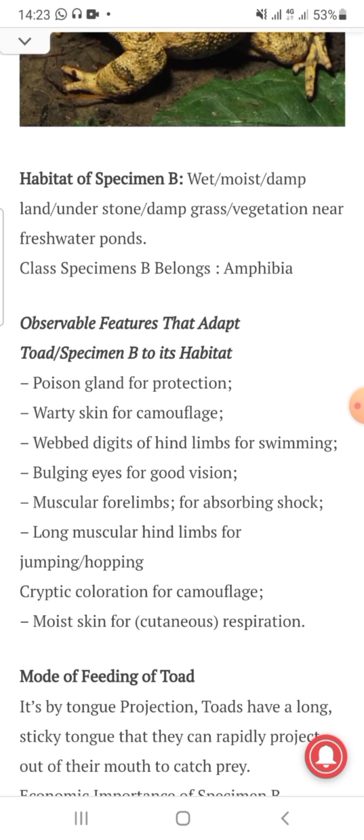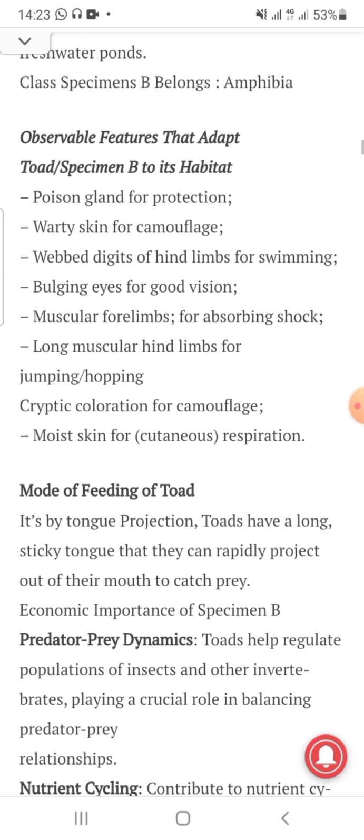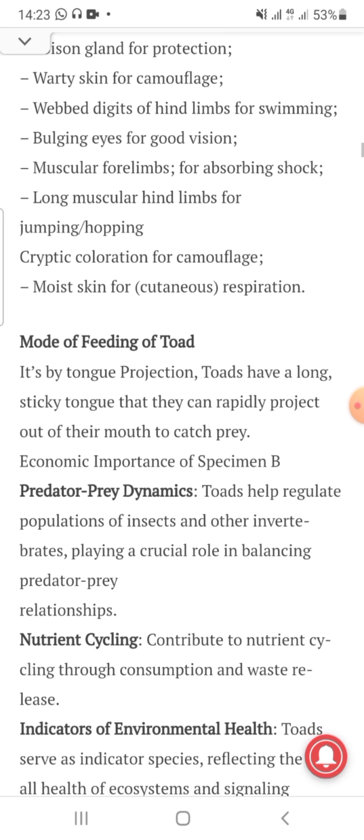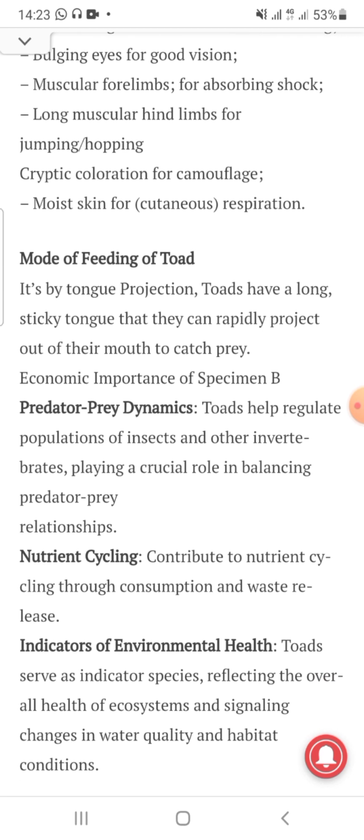Moist skin for respiration. Okay, let's look at the mode of feeding of a toad, that's specimen B. It is by tongue projection. Toads have a long, sticky tongue that they can rapidly project out of their mouth to catch prey. Let's look at the economic importance of specimen B. Predator-prey dynamics. Toads help regulate population of insects and other invertebrates, playing a crucial role in balancing predator-prey.